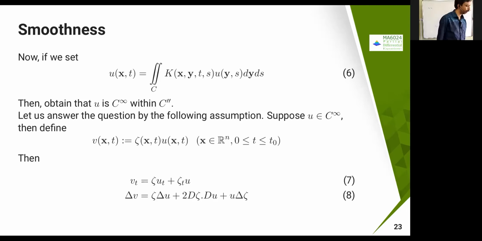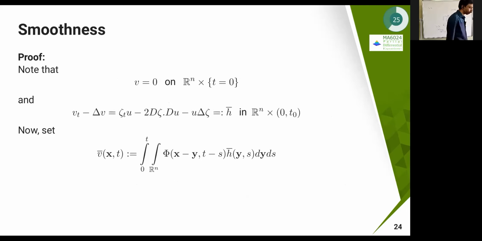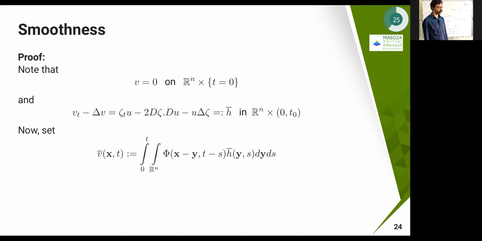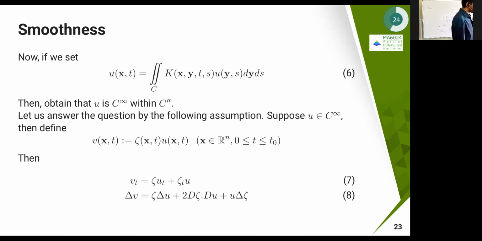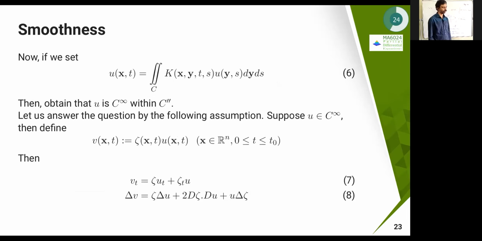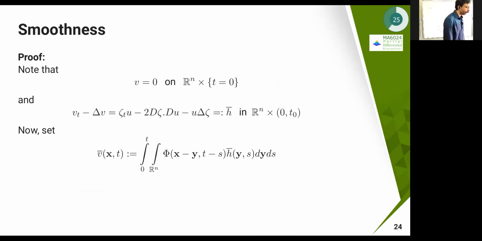Now if I just do that, vt minus delta v. But you can observe that v is equal to 0 on R^n cross t equal to 0 because theta is going to vanish. Okay, so therefore we are going to get that. Now what we have is vt minus delta v, as I said, this is going to become theta t, and here minus theta t, because I'm subtracting, so theta t minus delta psi minus 2 du into d theta is going to come.